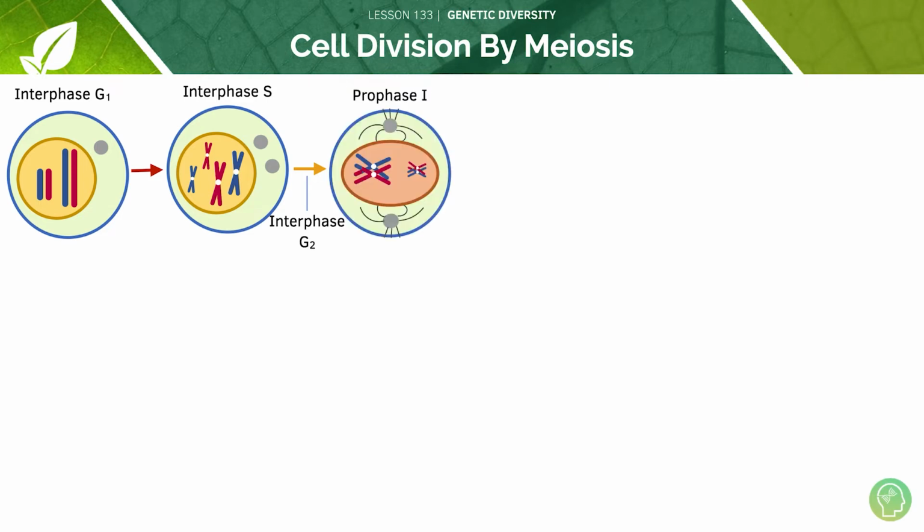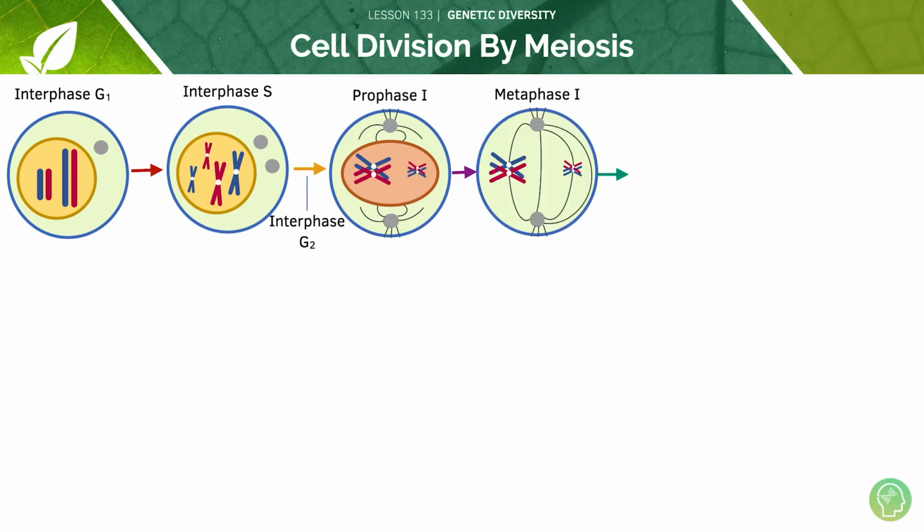Then we enter Meiosis I. So we know that Meiosis I results in the production of 2 diploid daughter cells. Now each of the phases of Meiosis I are the same as normal mitosis. So we have prophase 1, metaphase 1, anaphase 1, and telophase 1.